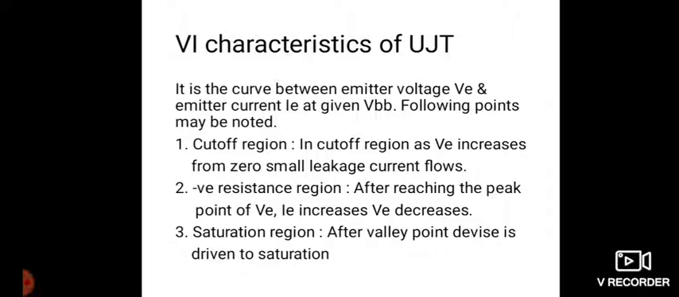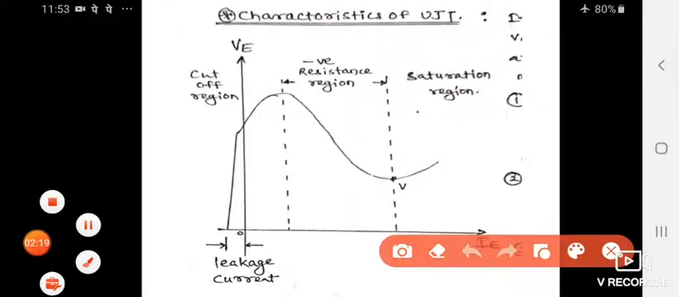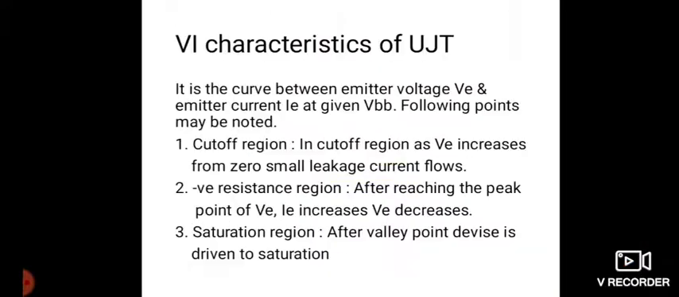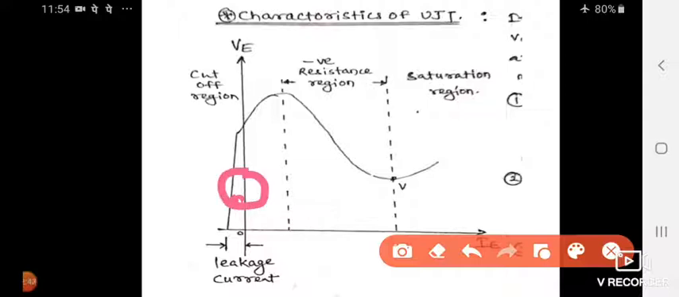First one, cutoff region. You can refer to the characteristics here. From this to this is the cutoff region. This is the negative resistance region and this is the saturation region. In the cutoff region, as VE increases from 0, a small leakage current flows because of minority carriers. You can see that here.